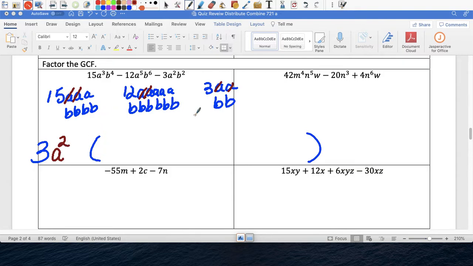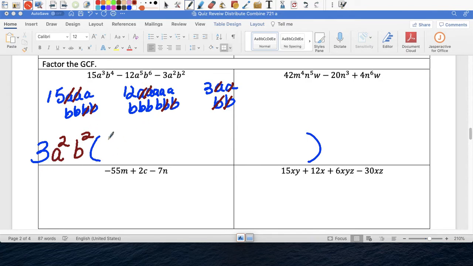Do they share B's? But again, make sure that each of the terms share B's. And in this case, they do again. They have 2 B's. Every term has at least 2 B's. Now comes the easy part.